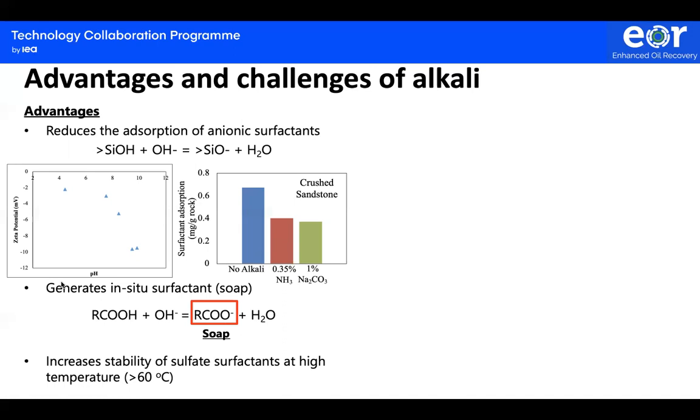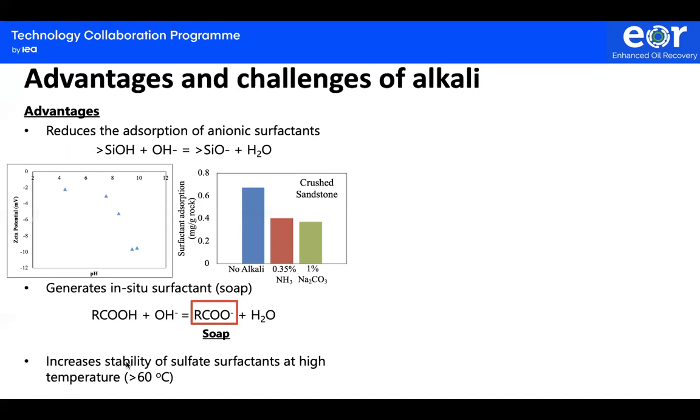Second, the alkali also generates in situ surfactant if your oil is acidic, and that is advantageous because when you generate soap in situ, then the amount of synthetic surfactant that is needed gets reduced.